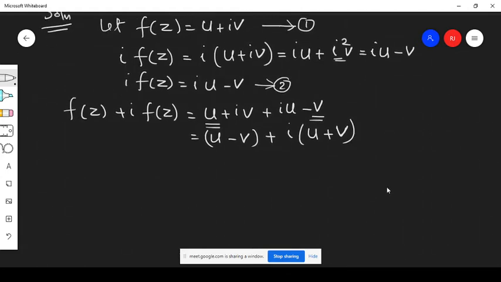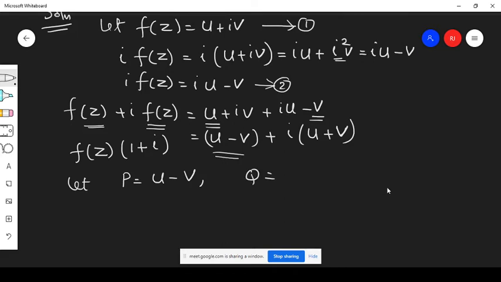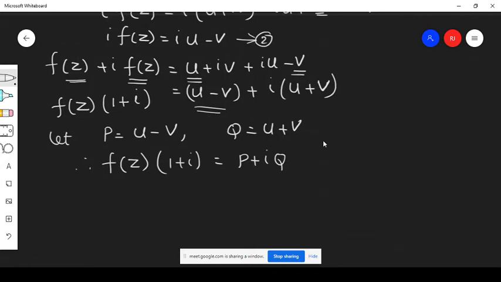Now from the left side, f(z) is common, so f(z) is taken outside, and what is remaining is 1 + i. So I got (1 + i)·f(z) is equal to this. Now let u − v be equal to p, and u + v be equal to q. So u − v I have taken as p, and u + v is taken as q. Therefore f(z) into (1 + i) will become p + iq, which is again a complex number.